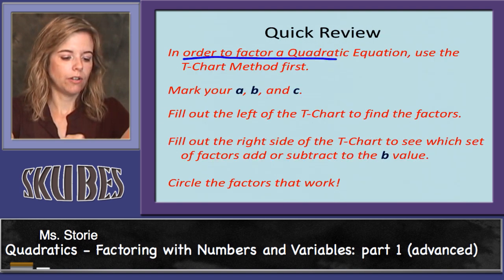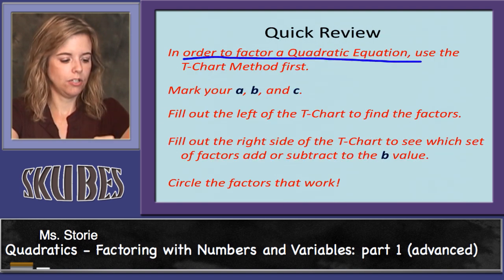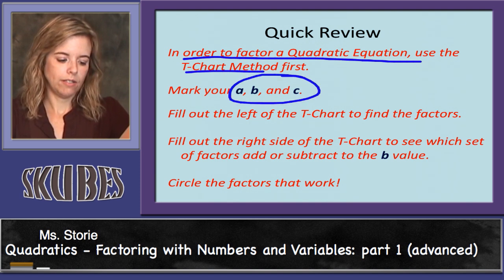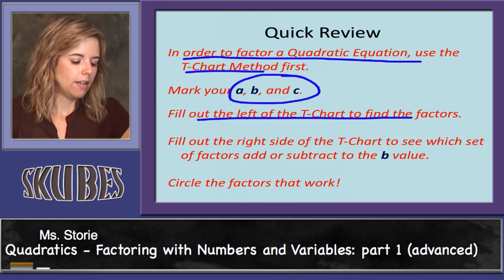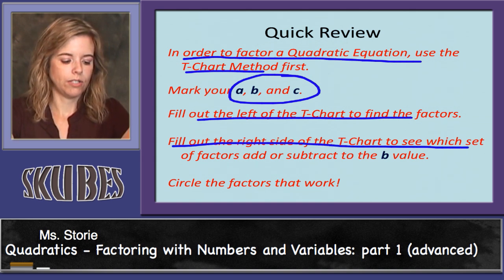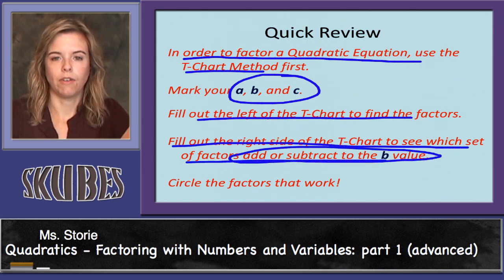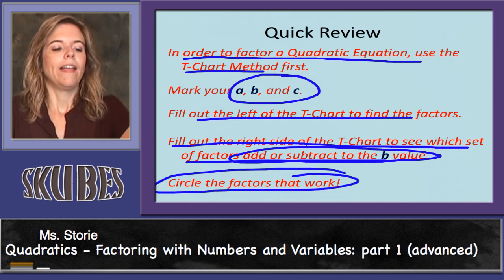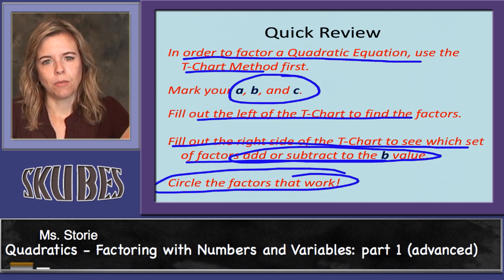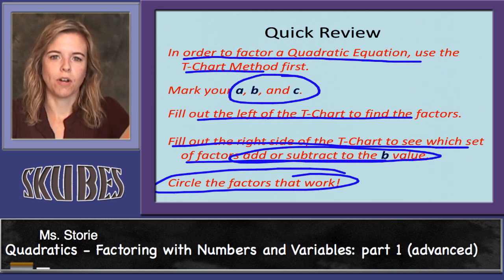So for a quick review, in order to factor a quadratic equation, you use the t-chart method. First, mark your a, b, and c, fill out the left side of the t-chart to find the factors, watch your signs, fill out the right side of the t-chart to see which set of those factors add or subtract to the b value, again watch your sign, and then circle the factors that work. And that's it for quadratics, factoring with numbers and variables, part 1, a more advanced look.